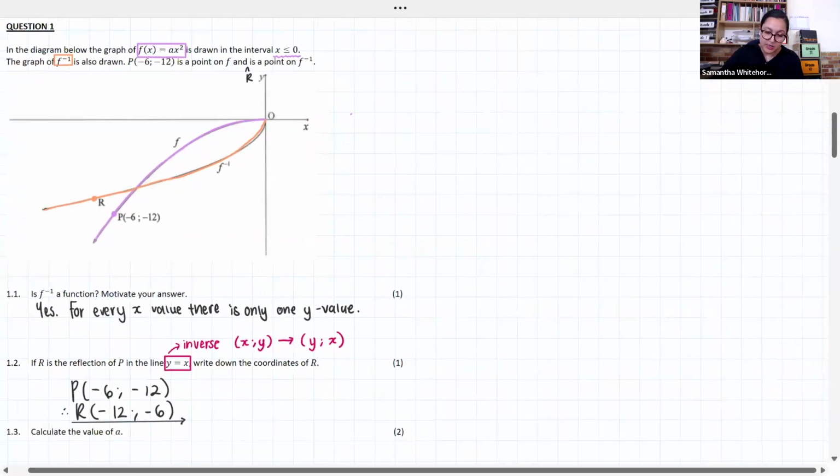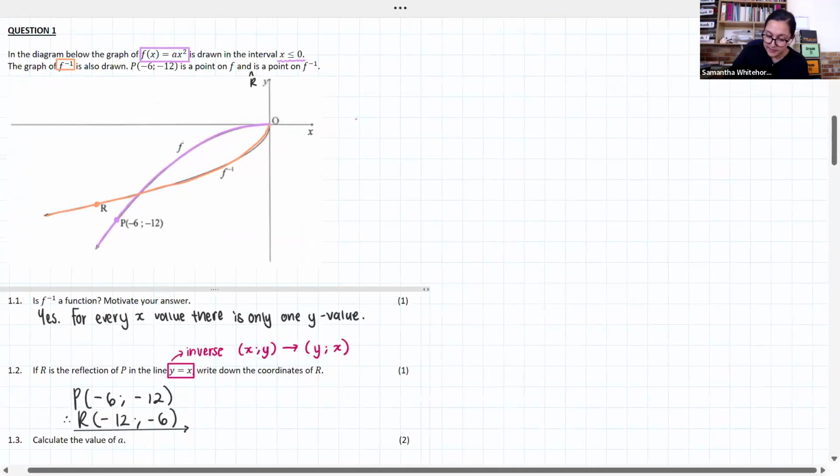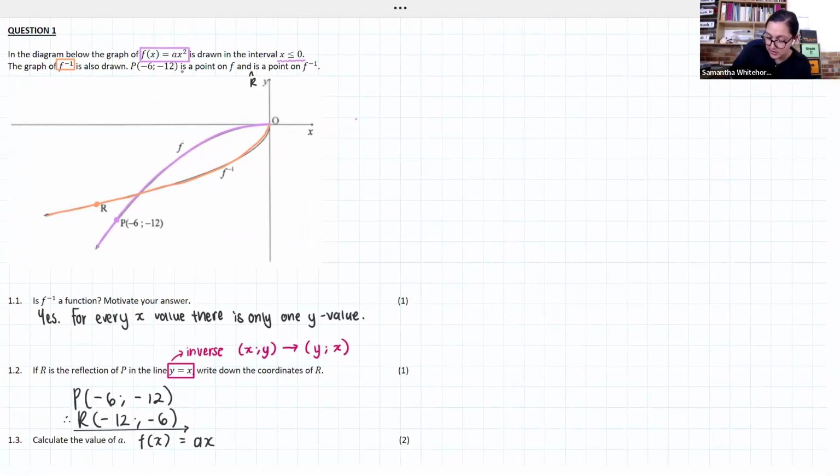Question 1.3 is asking us to calculate the value of a. Now, a is coming from our f of x equation. f of x is equal to ax squared. Now, if you look at that purple graph, that is the parabola. It's obviously only a portion of the parabola, x less than or equal to 0, because we know that the inverse of a whole or complete parabola is not a function, so we have to restrict the domain. Because it's a sad parabola, hopefully we remember that a should be negative. So when you now go and solve for a, you should get a negative value.